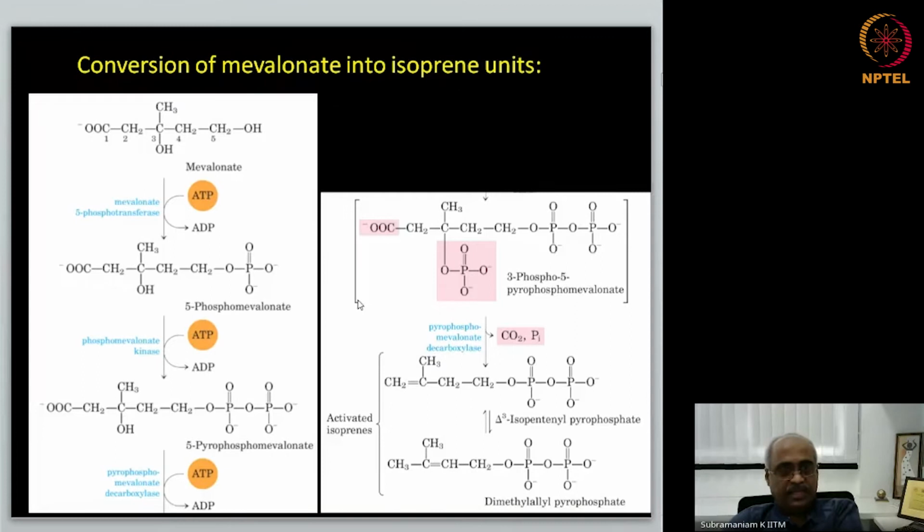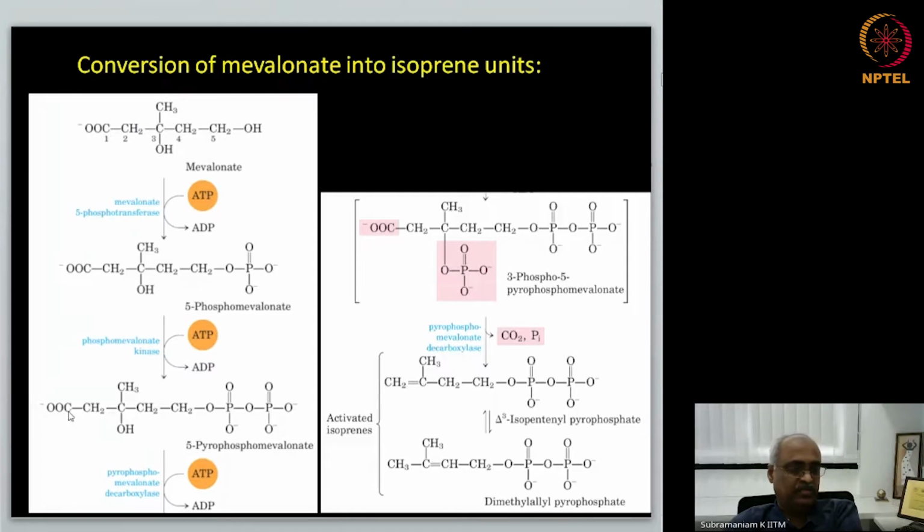So the next is the activation of mevalonic acid to form the active isoprene units, these isopentenyl groups. So that is the second step, shown in this cartoon. So here you have this mevalonic acid. Then you have a phosphorylation by mevalonate 5-phosphotransferase. So it's a standard phosphorylation reaction. This alcohol group is phosphorylated, and then another kinase phosphorylates that once more, making 5-pyrophosphomevalonate. Okay, so this is the fifth carbon.